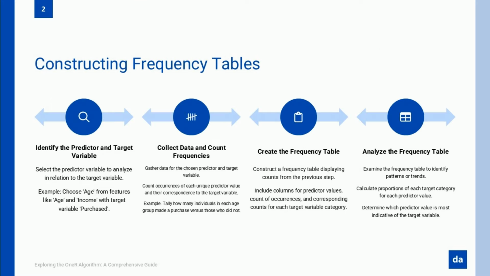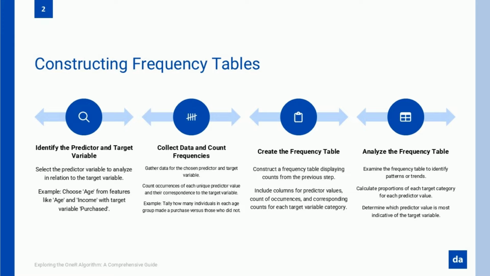Now that we've introduced the OneR algorithm, let's dive into the first critical step: constructing frequency tables. Think of this as laying the groundwork for everything that follows. It's like preparing the ingredients before cooking a meal. You can't create something great without a solid foundation. Here's where the magic begins. The first task is to identify the predictor variable and the target variable.